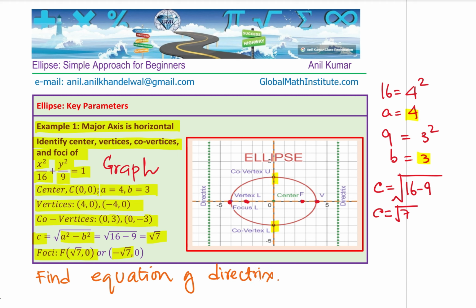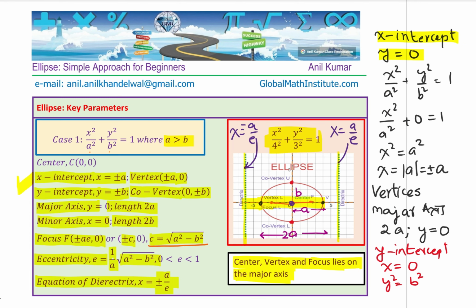Correct? So that is left for you. You need to first find the value of E, and then you find this horizontal line, the directrix. As you may remember, the formulas are given right here, correct? So you need to find the value of E and then the value of X.